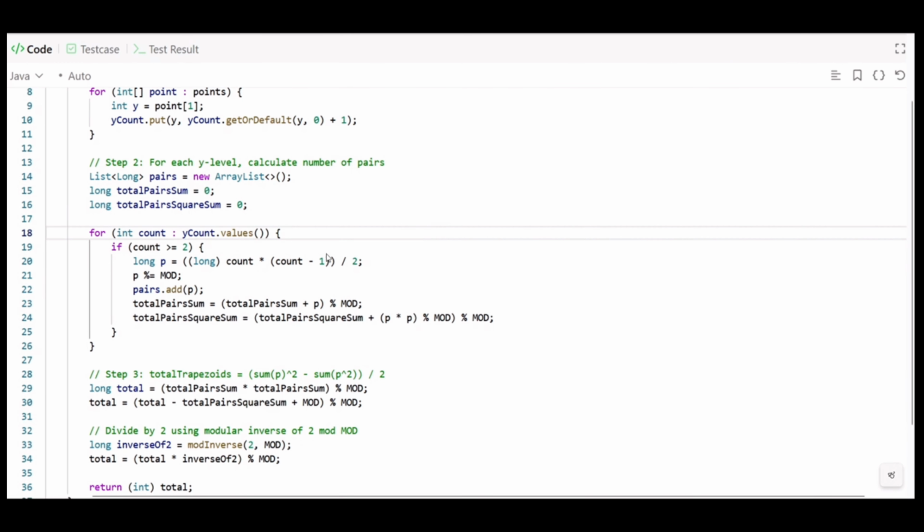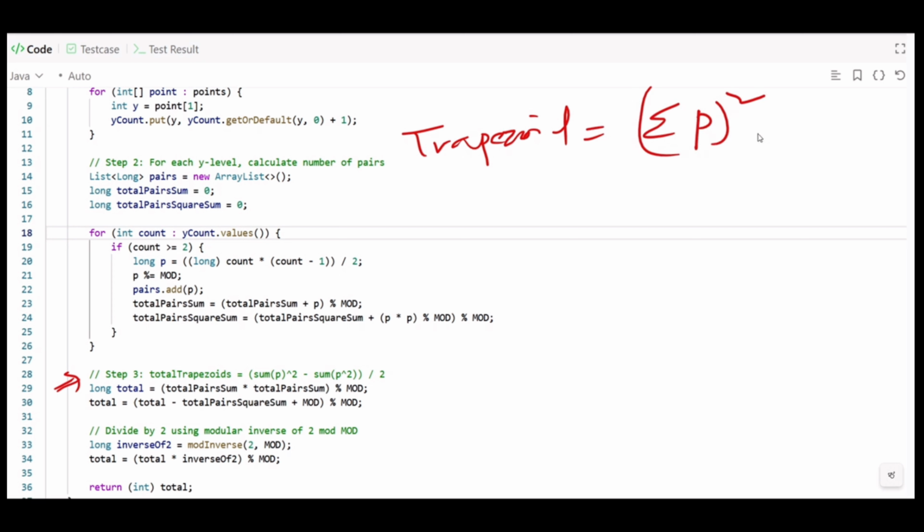So next, what do we need to do? We have to calculate the total trapezoid, right? So there is a formula that we know to get the trapezoid. What was the formula? Like this, you can say. Okay. So we can take total pair square minus, I will tell you what this is. Just put the value here, you will understand.